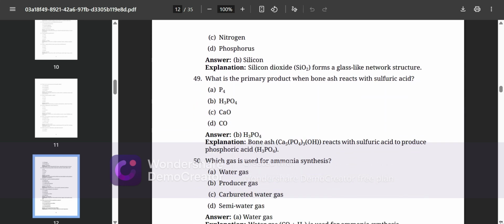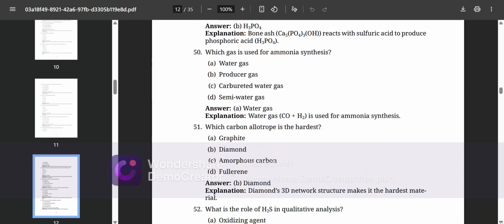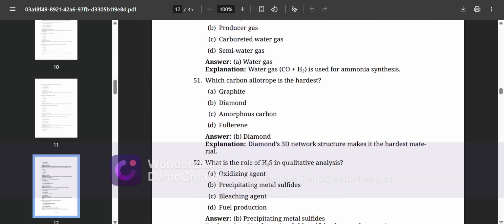What are the primary products when bone ash reacts with sulfuric acid? Bone ash, Ca5(PO4)3OH, reacts with sulfuric acid to produce phosphoric acid, H3PO4. Which gas is used for ammonia synthesis? Water gas, CO plus H2, is used for ammonia synthesis. Which carbon allotrope is the hardest? Diamond. Its 3D network structure makes it the hardest material.